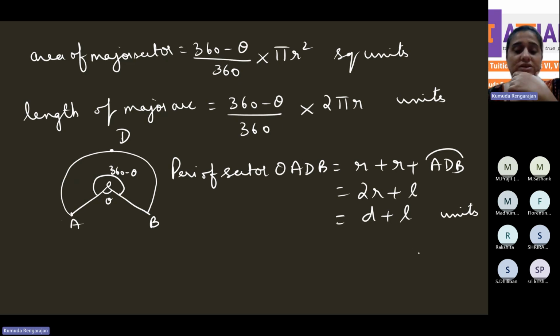The perimeter of the major sector OADB is basically the length of the boundary. On the boundary, we have two line segments and one arc. Line segment OA, which is a radius, and line segment OB, which is a radius, so R plus R, and then we have one arc. These three things cover that sector region. So R plus R plus the length of the arc ADB, so 2R plus L. L is the length of the major arc here.